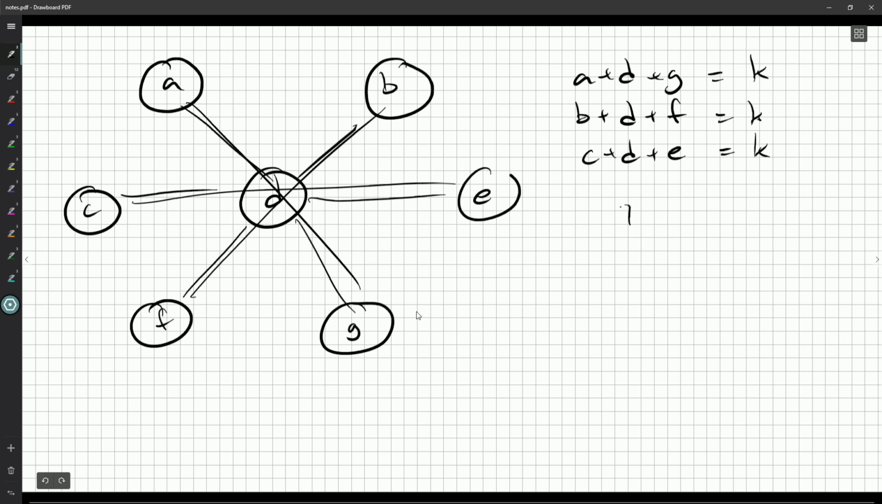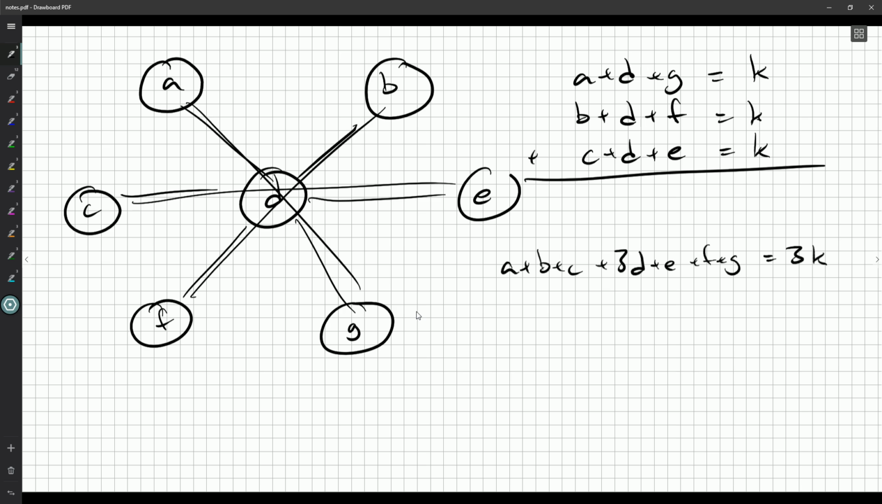Now notice we've got a lot of D's over here. We've got 3 D's. We also have 3 K's. And then I have one of each of the other numbers. So I'll get A plus B plus C, 3 D's, E, F, G, and that should be 3K. All I'm doing is adding up these equations. All right, now how does this help me? What can I do here?